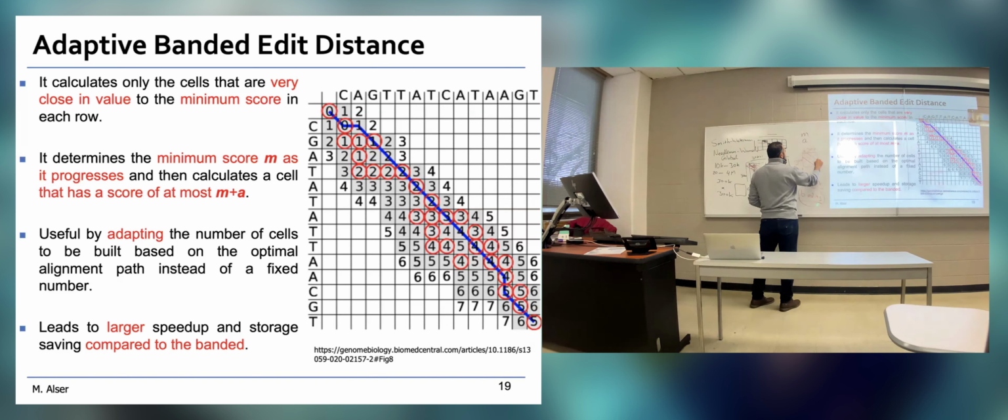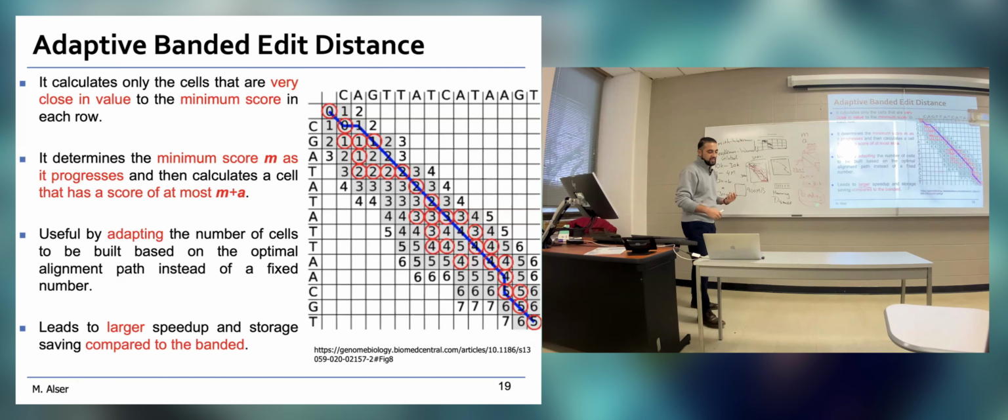It's useful by adapting the number of cells to be built based on the optimal alignment path instead of a fixed number, as we saw in the banded alignment. It leads to larger speed up and storage saving compared to banded. This is a bit subjective because it really depends on how many cells you calculate. Sometimes it might be more than the banded, so it won't give you saving. Sometimes less, sometimes more, but most of the time more. Okay, we will see that.